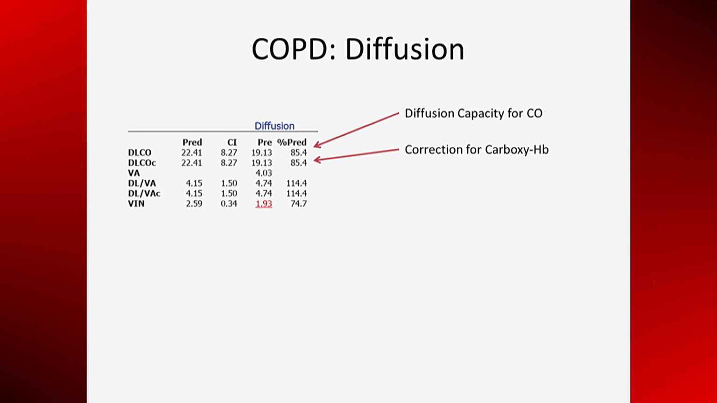This system can correct for carboxyhemoglobin. This measurement is not made by the PFT equipment. It must be determined by blood analysis. Active smokers will have elevated carboxyhemoglobin, which will impair the diffusion of carbon monoxide and falsely depress the diffusion capacity.